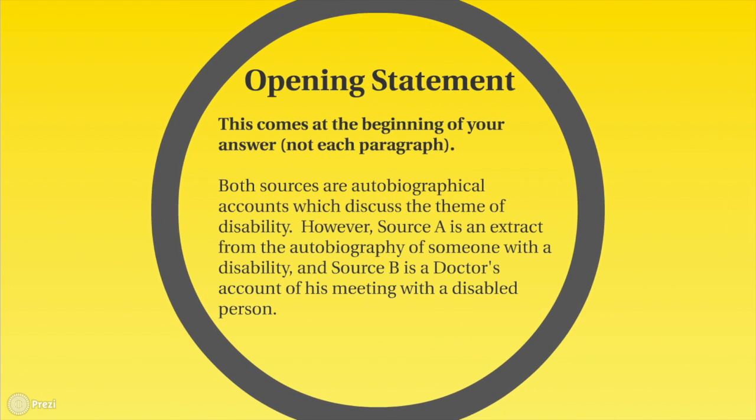So my opening statement, again, this comes at the beginning of your answer, would be something like this. Both sources are autobiographical accounts which discuss the theme of disability. However, source A is an extract from the autobiography as someone with a disability, and source B is a doctor's account of his meeting with a disabled person. So immediately I've commented on a difference between the 2 sources.